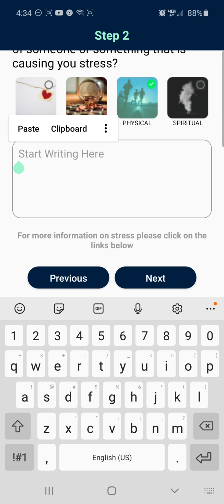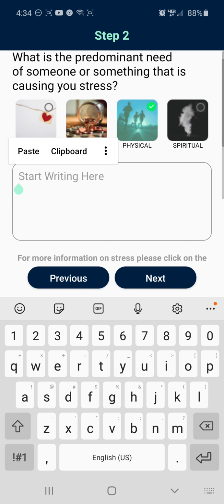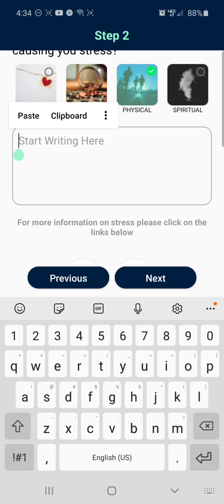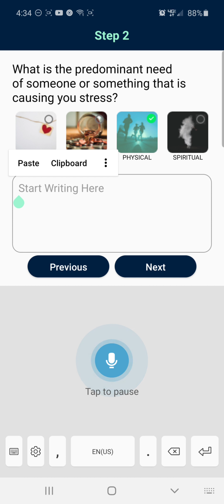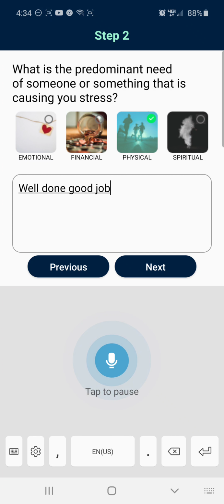But basically, it could be any type of relationship stress you're having on or off the course. But in this example, it's a physical problem that's causing him stress. He's gripping the club wrong. So let's write it. Let's use the voice activation system right here and say, I'm gripping my golf club incorrectly, and it's causing me stress.